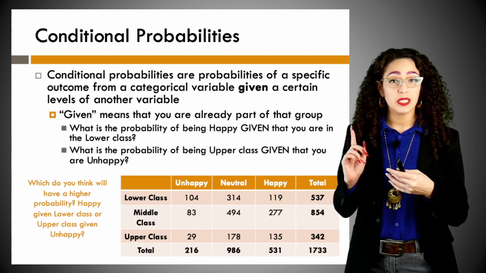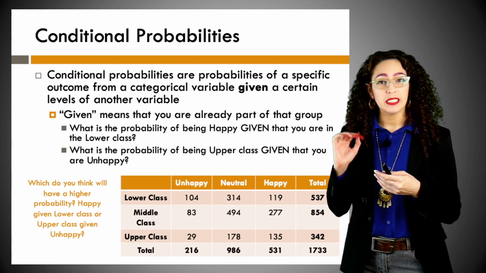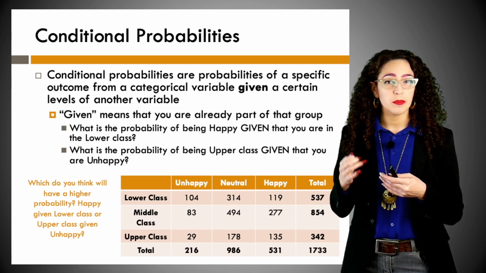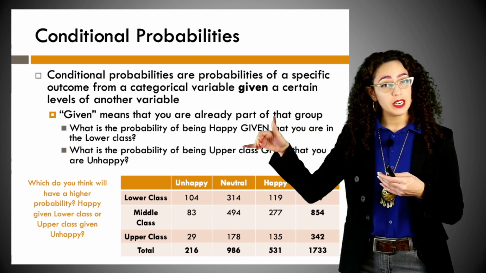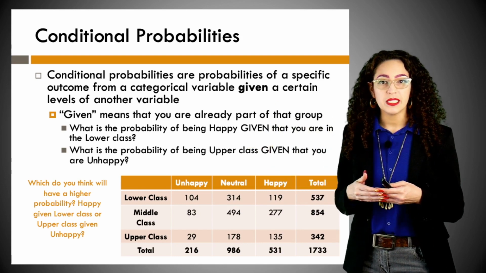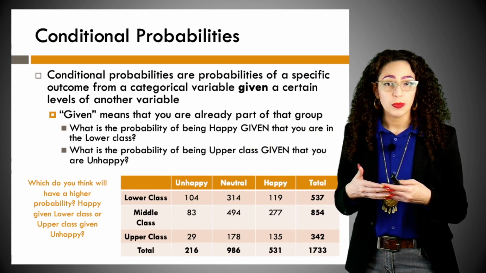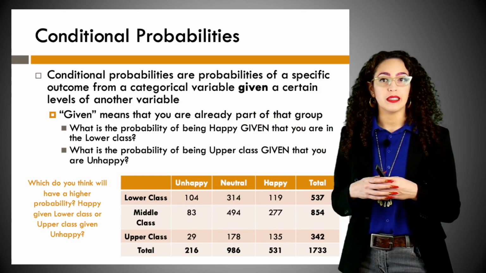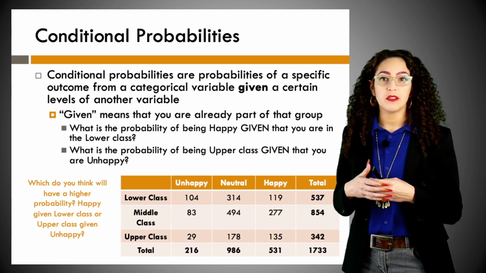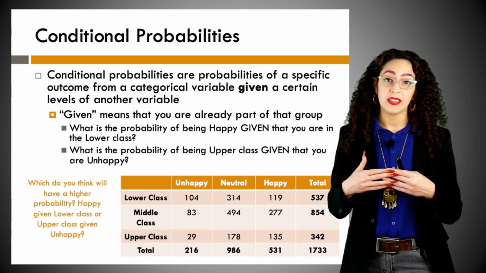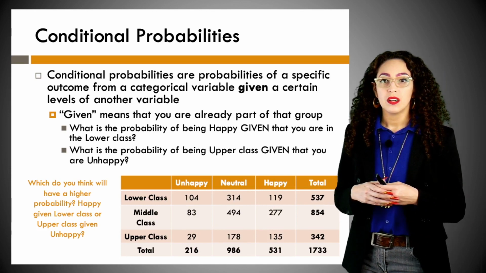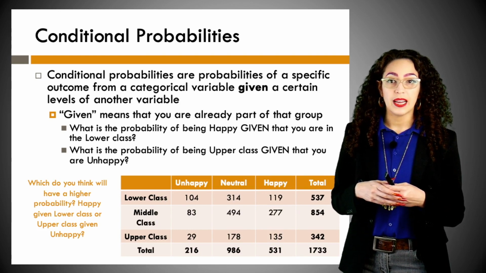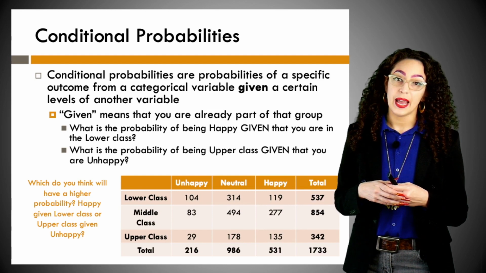Now let's move on to conditional probabilities again. Remember, conditional probabilities are the probabilities of a specific outcome for a categorical variable given a certain level of another variable. Remember, given means that you are already part of that group. So what is the probability of being happy given that you are in the lower class? Or what is the probability of being upper class given that you are unhappy? What do you think will have a higher probability? Happy given lower class or upper class given unhappy?